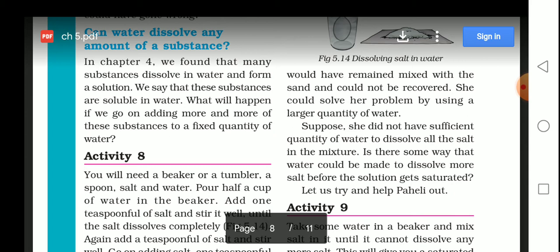What will happen if you go on adding more and more of this substance to a fixed quantity of water? So now we'll take an activity and see what will happen if you add more and more substance to a fixed quantity of water. You will need a beaker or a tumbler, a spoon, salt and water. Pour a cup of water in the beaker. Add 1 teaspoon of salt and stir it well until the salt dissolves completely.